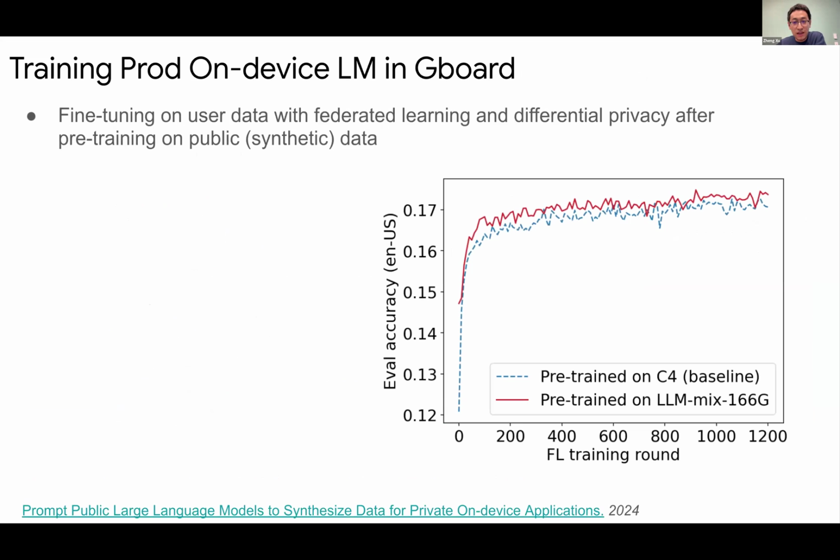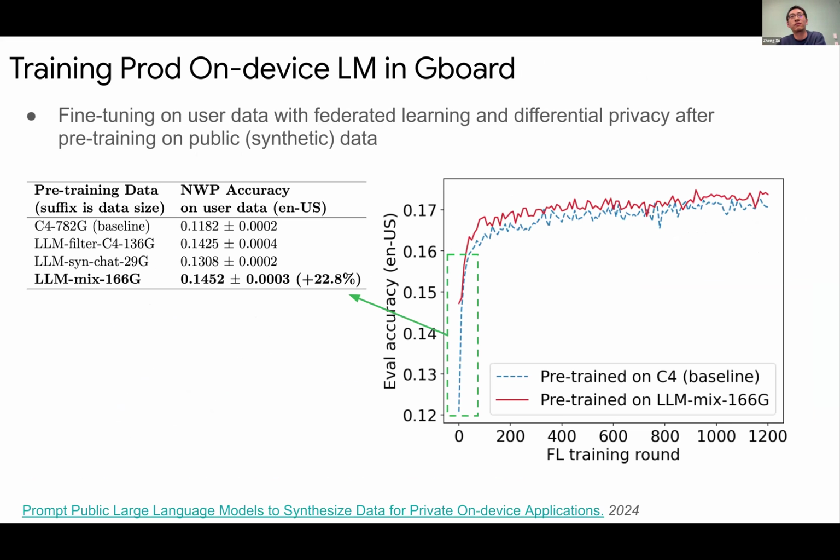In addition to these simple ideas, we do extensive experiments in a production setting, where on one hand, we do have a very clear gap between public and private data distribution. One message is that at the beginning, this curve shows the DP-FL fine-tuning on private data, on real user data.